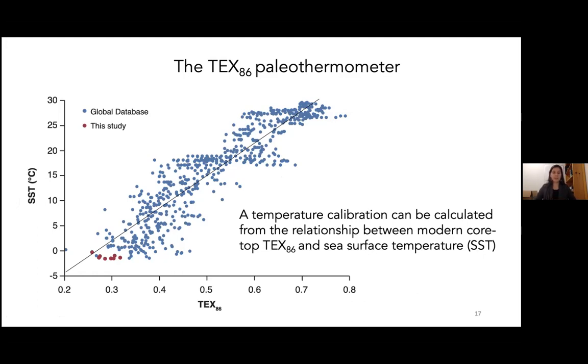There are many different ways to do this. The approach that I've taken for this one is a linear calibration that uses new Antarctic data collected from East Antarctica to help constrain the lower end of both TEX and the sea surface temperature range.